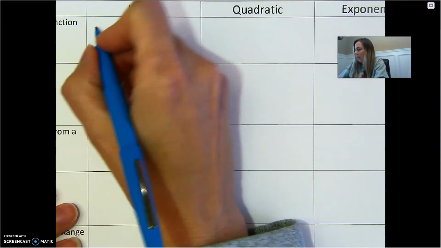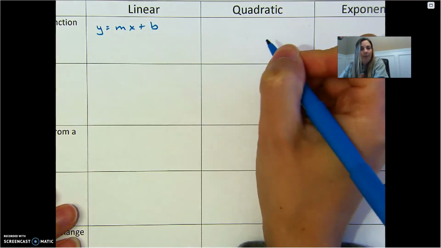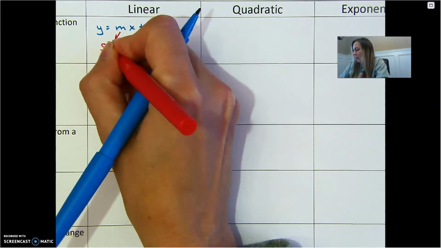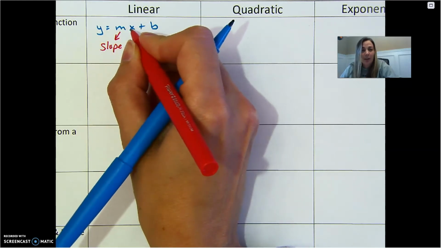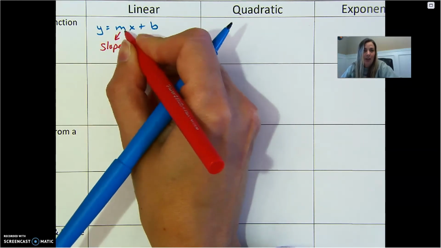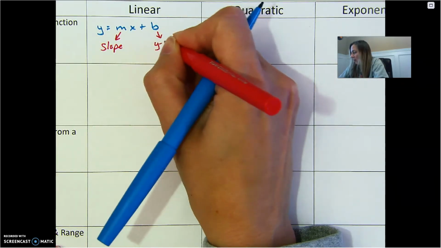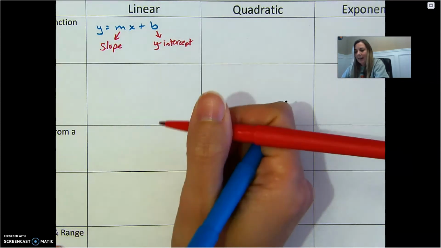All right, so for linear, you're going to have y equals mx plus b. All right, so some friendly reminders on the parts here. M is slope, so that is your rate of change. Notice it's attached to a variable because it changes, right? It's rate of change. The b is the y-intercept, right? That's where it crosses on the y-axis.